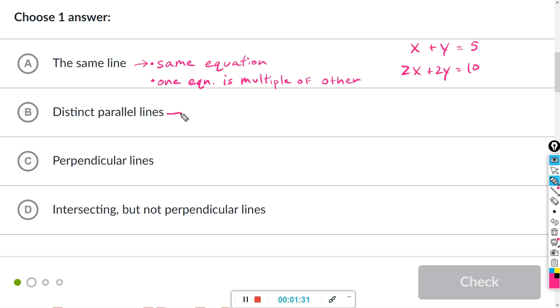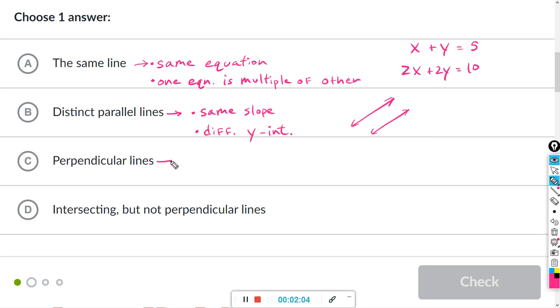Distinct parallel lines, they have the same slope, but they have a different y-intercept. Alright, so of course parallel lines are just going to be 2 lines that go in the same direction, same slope, but never intersect.